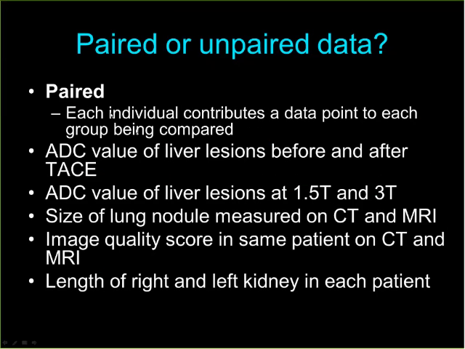In paired data, each individual contributes a data point to each of the two groups being compared. For example, the ADC value of liver lesions before and after embolization; the ADC value of liver lesions at 1.5 and 3T in the same group of patients imaged at both; the size of lung nodules measured on CT and MRI, again, the same nodules imaged both ways; the image quality score in the same patient on CT and MRI; the length of the right and left kidney in a given patient. Again, here we can go down our list of lesions one by one and match them up between the two groups.